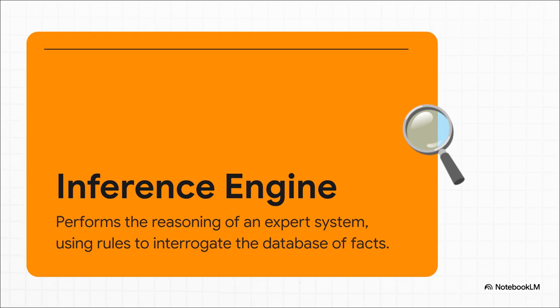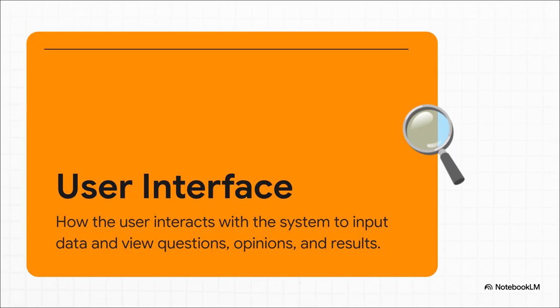So if the knowledge base is the library, then the inference engine, well, that's the super smart librarian who actually finds you the answers. This is the active thinking part of the system. It takes the user's problem, it searches that knowledge base, and it applies all those if-then rules to come up with a logical conclusion. And of course, you need a way to actually talk to this digital expert, right? That's the user interface. It's just the screen, the keyboard. It's how a mechanic inputs the car's symptoms and gets back a list of possible causes.